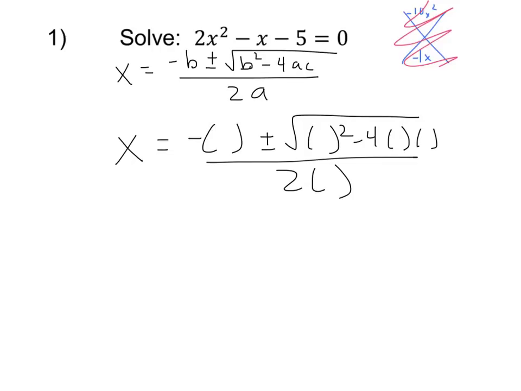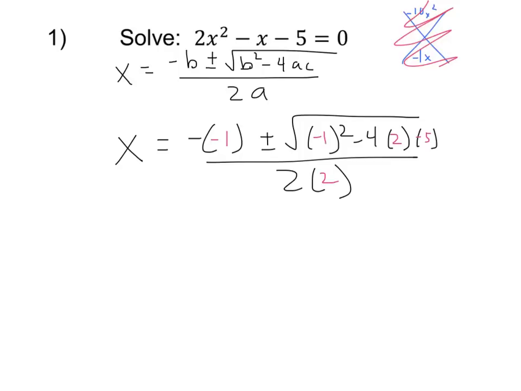Alright, so first of all, right here we have the opposite of b. Well, what's our b value? If we look right here, our b value is negative 1. So we have the opposite of negative 1 plus or minus the square root of b squared. Again, our b value is negative 1. And then minus 4 times a times c. The a value here is 2. And then our c value is negative 5. And then all of that needs to be divided by 2 times a. And our a value is 2.